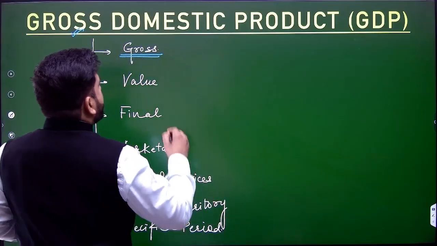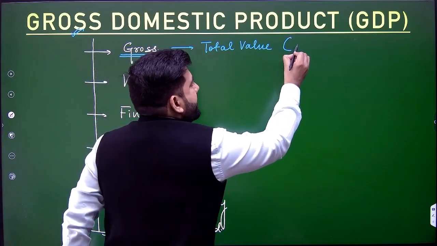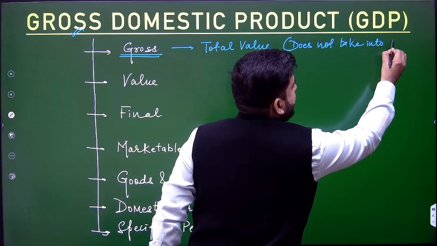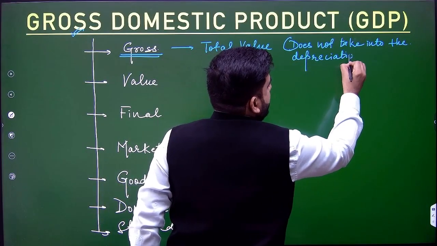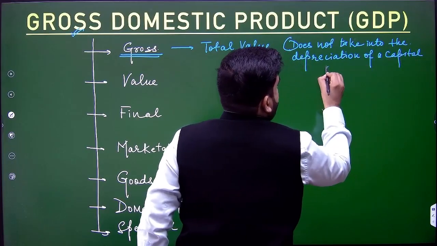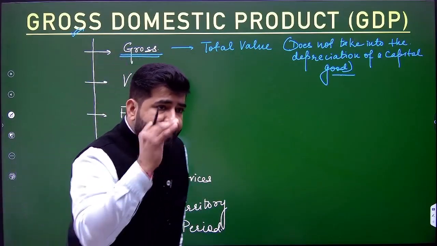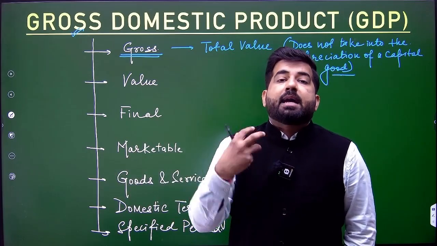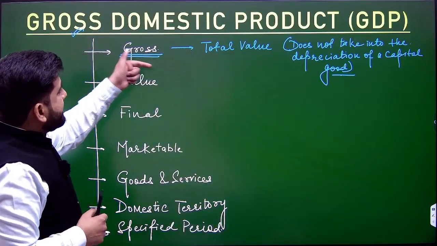GDP takes into consideration the total value. That means it does not take into account the depreciation of capital goods. I'll elaborate this word depreciation later, don't worry, but it does not take into account the depreciation of a capital good, because capital goods depreciate over time. Clear? So GDP is the gross. That means it simply sums up the value of goods and services being produced in an economy. Then it is the value.